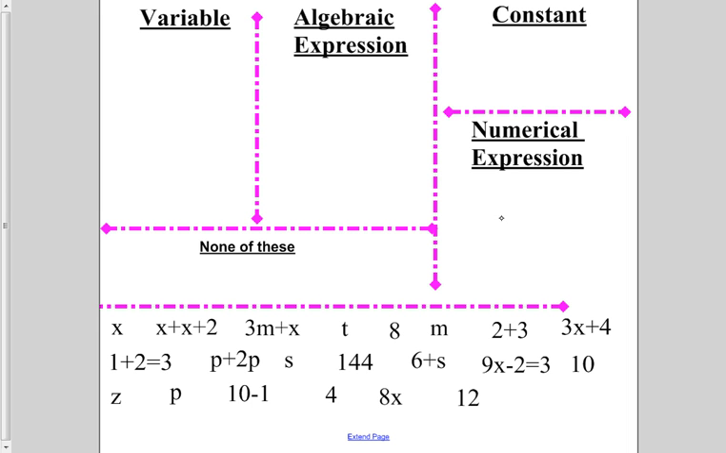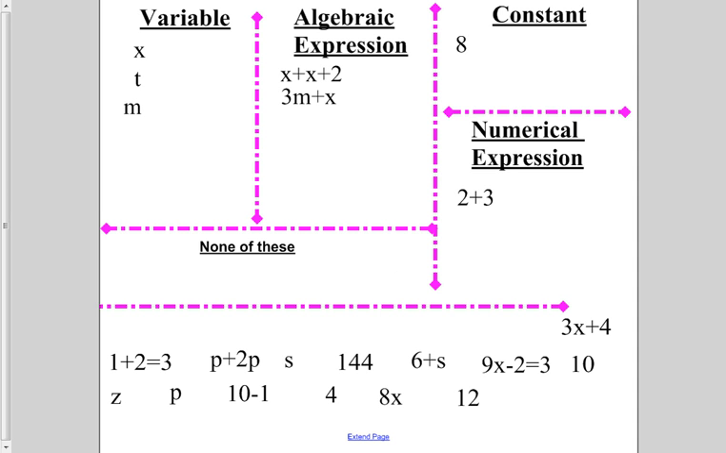All right, so now that you've had a chance to think about it, I'm going to go through. I'm going to start with x. That is a variable. It is a letter. The next one, x plus 2. That is an expression, no equal sign, and it does have variables, so that's an algebraic expression. This is also an algebraic expression, no equal sign, and it does have variables. This is a letter, so that is a variable. 8 is a constant, a value that doesn't change. M is a variable.